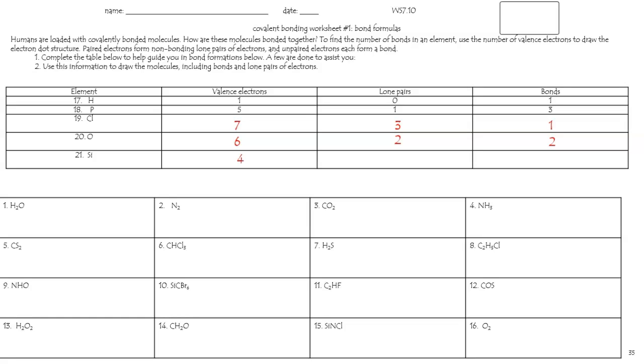Silicon, 4 valence electrons, so the maximum multiplicity. It can form 4 bonds with no lone pairs. That should say 4.